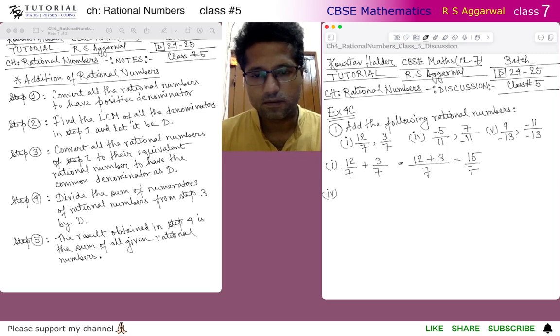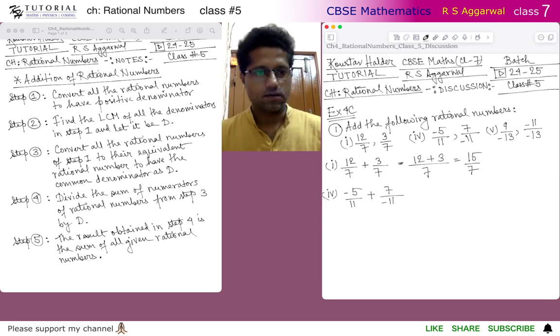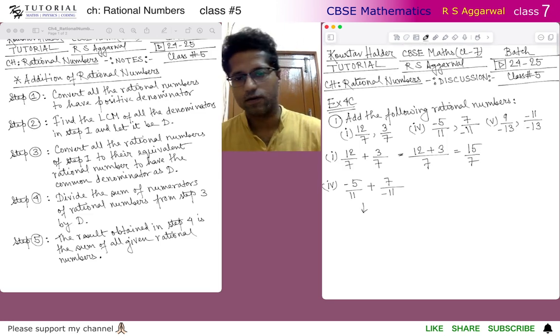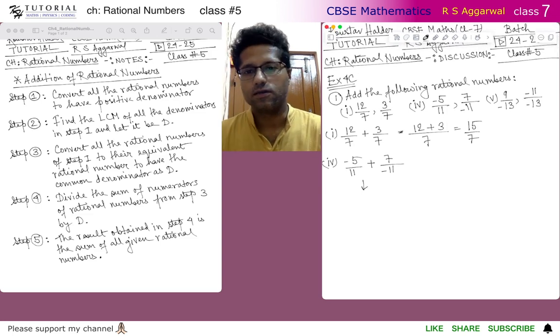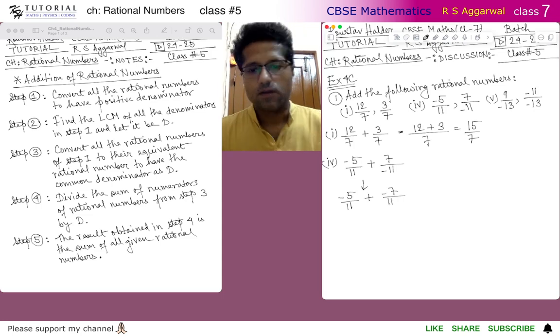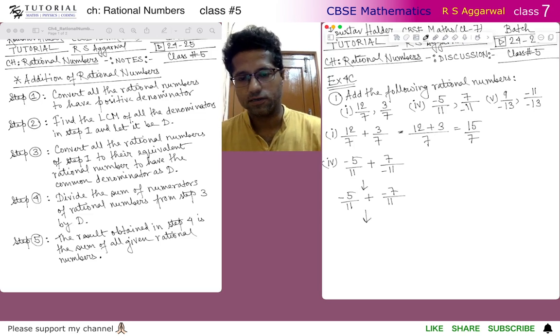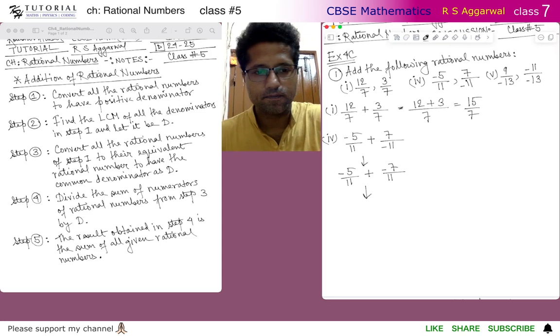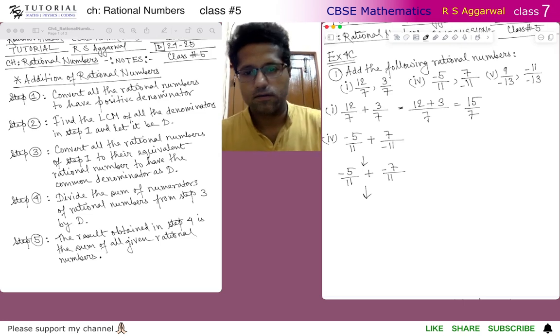Part 4: minus 5 by 11 plus 7 by minus 11. Now first, as per step 1, we have to convert the second rational number so that it has a positive denominator. So it becomes minus 5 by 11 plus minus 7 by 11. Now we see that the denominators are already the same, they are 11. So we can directly skip to step 4.